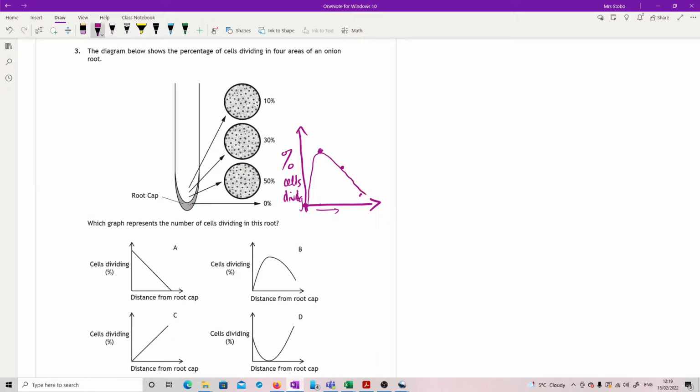So what I've got is a graph that looks like that. And there we go, it's B. Okay, it's not C. The rest of them just don't make sense. Okay, you have to start with 0 and then up to 50 and then 30 and down to 10 again.